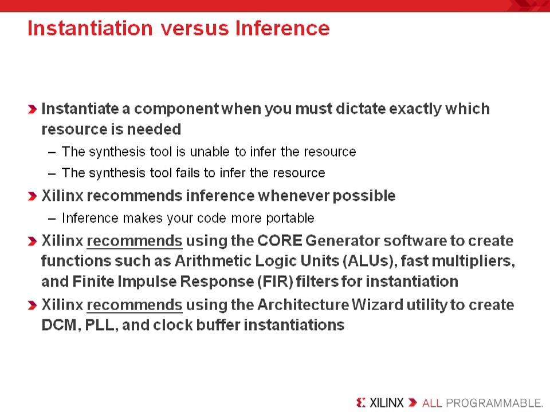While we recommend inference, if possible, when you instantiate components, try to place the instantiations in one location, usually at the top level of your design. This will make it easier to port your code to another device family or technology later on, while reusing as much of your generic HDL as possible. We also recommend using the core generator and, as I mentioned, the architecture wizard to create your optimized components. These utilities are a standard part of the ISE tools and, of course, are included with the toolkit.